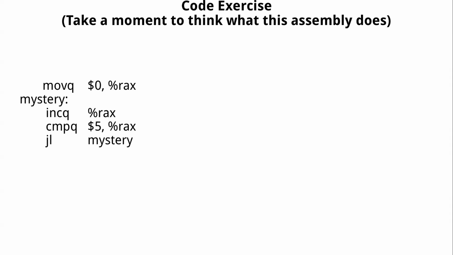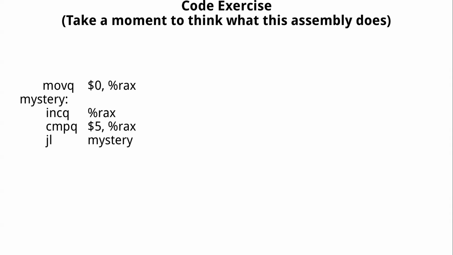Then we are going to compare 5 to RAX. Then if RAX is less than 5, we are going to do a conditional jump. So where do we jump to? We jump to mystery. So where is mystery? Mystery is actually this instruction, right? So if this is less than 5, what is the next instruction we're going to execute? Because mystery is not really an instruction, right? That's an address. What's the instruction? Yes, that's an increment instruction. So increment will do +1 again.